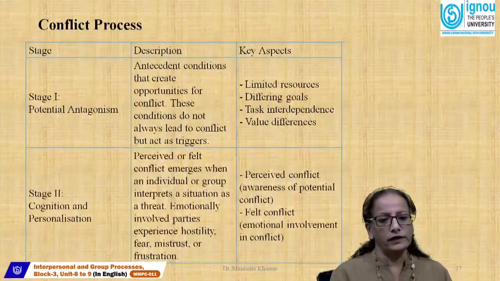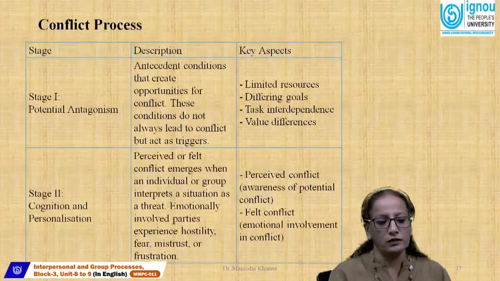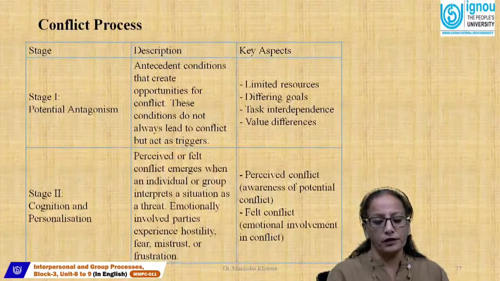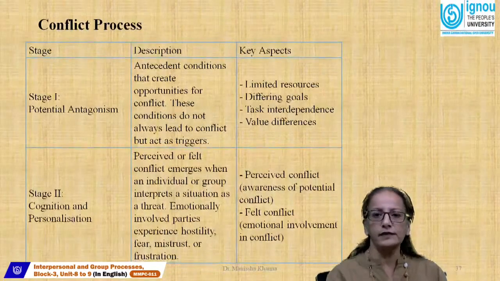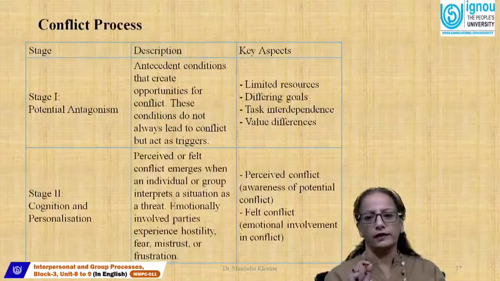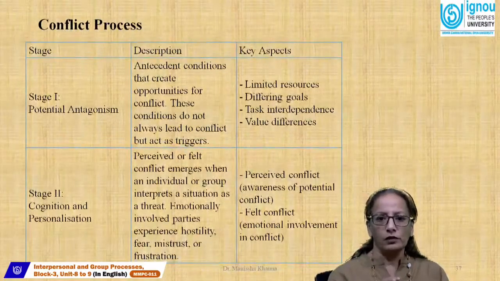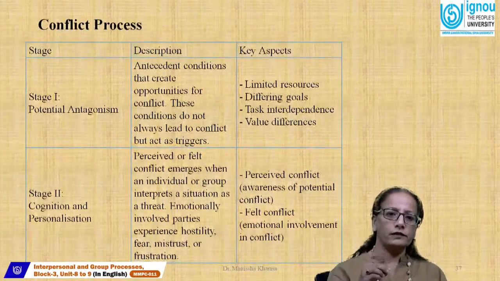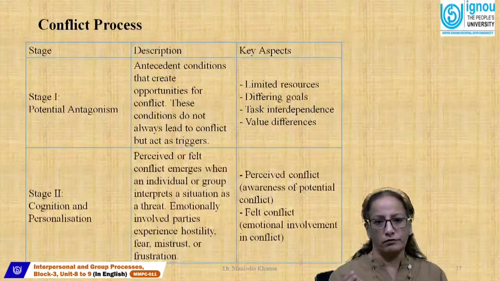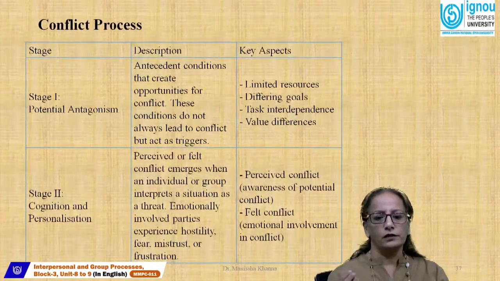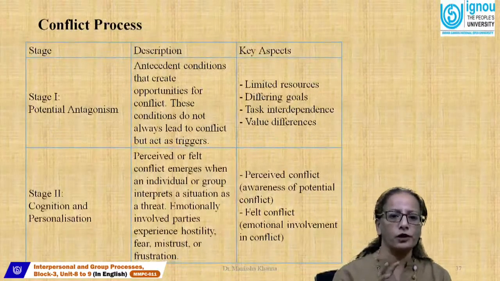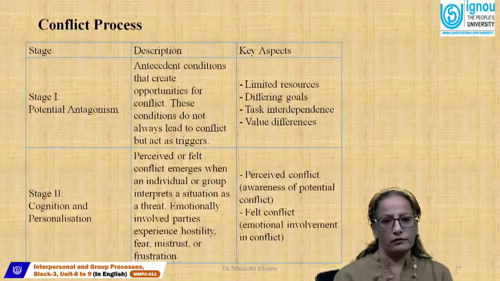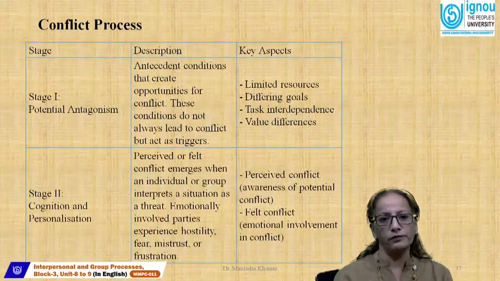These are the antecedent conditions that create opportunities for conflict, and these conditions do not always lead to conflict, but they act as a trigger. Limited resources act like a trigger, or if the goals are different, that is not the ultimate conflict, but it gives a trigger that conflict may happen. So potential antagonism happens in this stage.